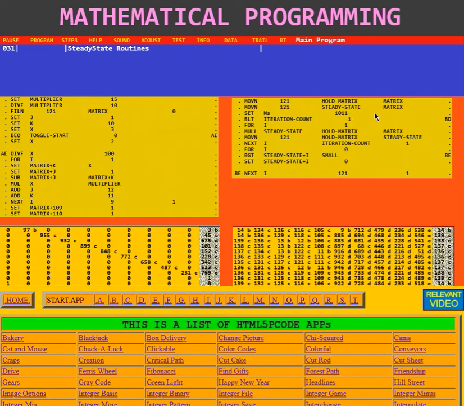Now the routine on the right. It says move the 121 values of matrix to hold matrix. Well, that's the 11 by 11 matrix. Then also move the 121 values of matrix to steady state. Then set NS to 1011. That indicates to this multiply list instruction down here that it's a square matrix 11 by 11. So when you do this instruction down here, it's going to be a matrix multiplication of an 11 by 11 times an 11 by 11.